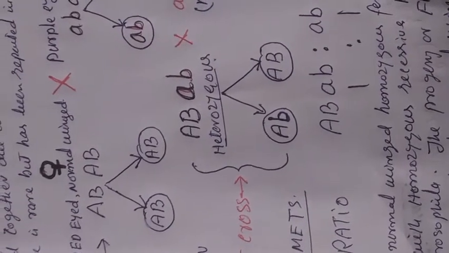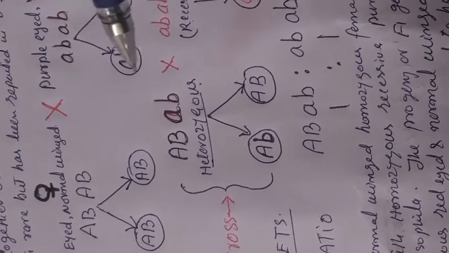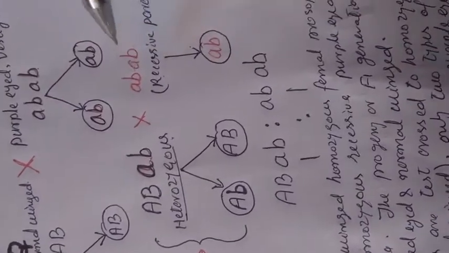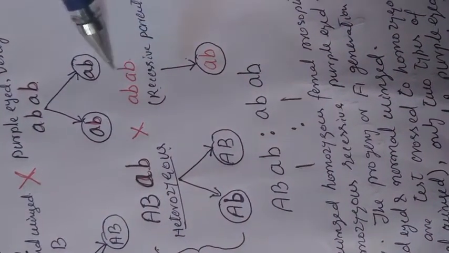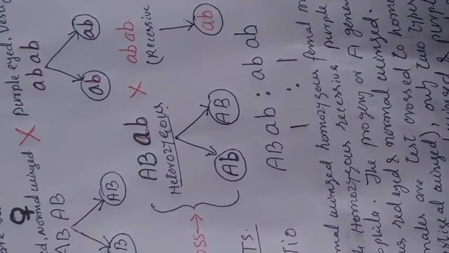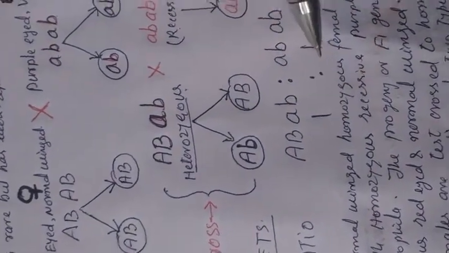Now when this F1 generation heterozygous is test crossed with a recessive parent such as ab/ab, the gametes produced are AB and ab. The ratio of these gametes remains 1:1.